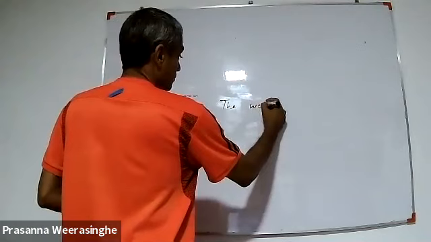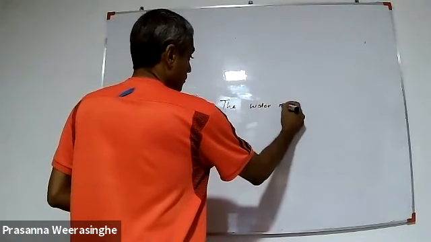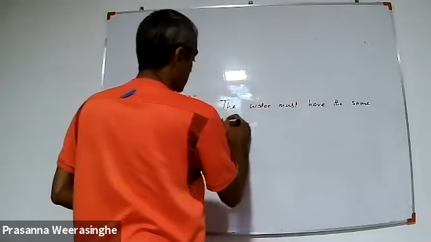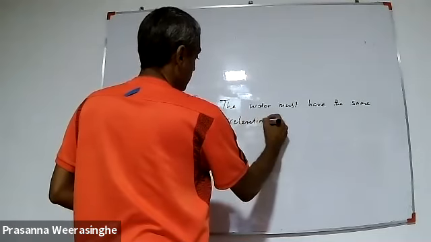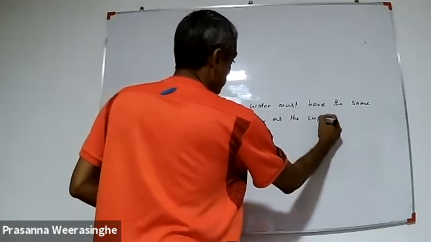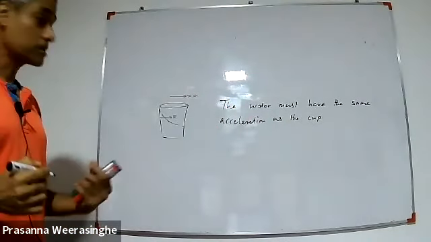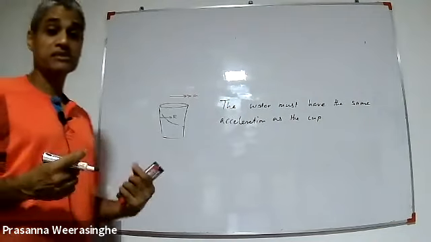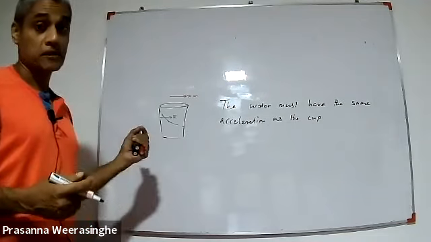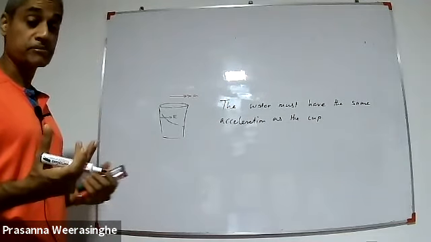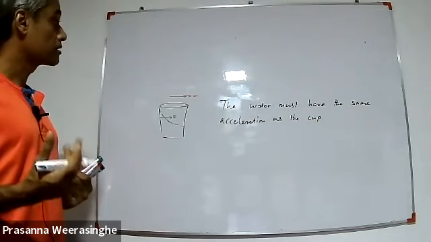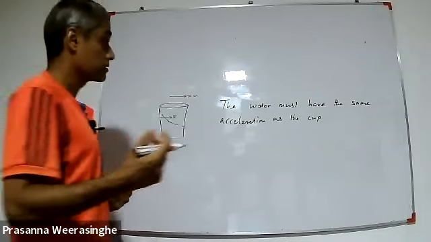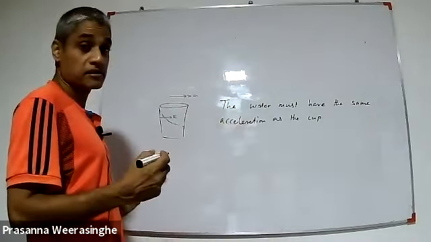The water must have the same acceleration as the cup. Because the water is not going to come out of the tiny gaps. I don't think there are gaps in glass, but the water won't come out of the gaps. We know that. That's why we use cups. It doesn't leak. The water must have the same acceleration as the cup. Therefore, resultant force should act.